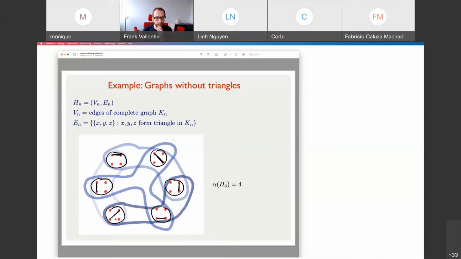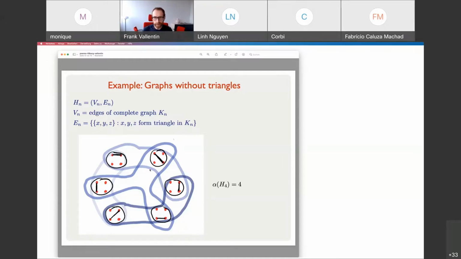And then I draw a hyperedge, for example, this light blue hyperedge. I hope you can see it. If these 3 edges form a triangle in K_4, as you see, then they form a hyperedge. And then you see that in total I also have 4 hyperedges in this hypergraph. Whenever you have a triangle in K_4, I draw a hyperedge.